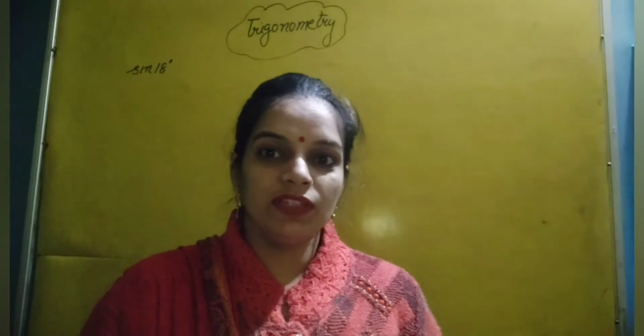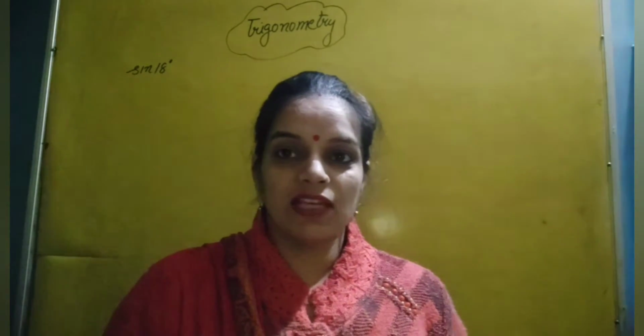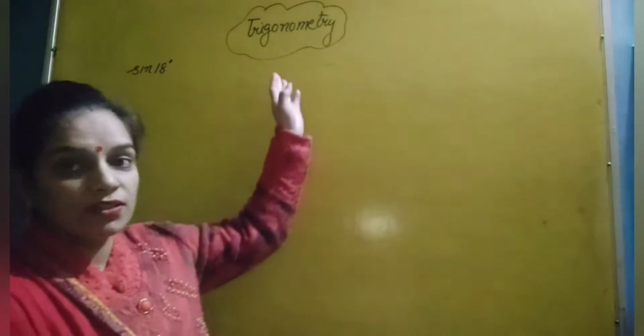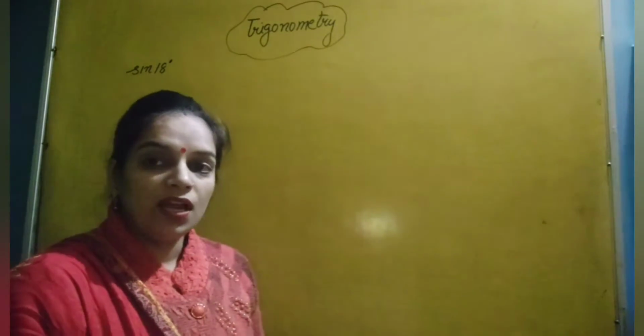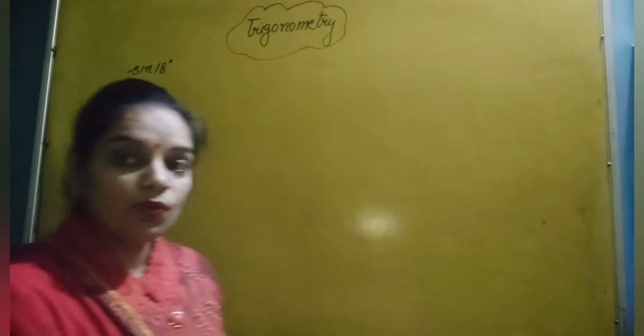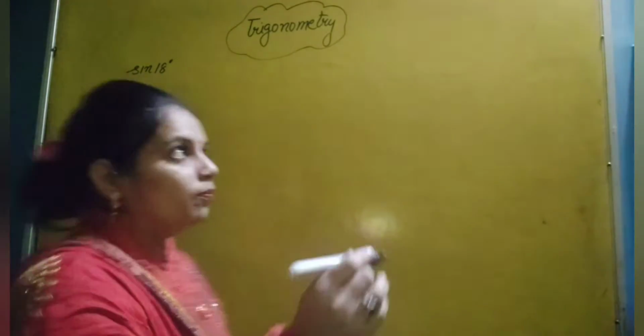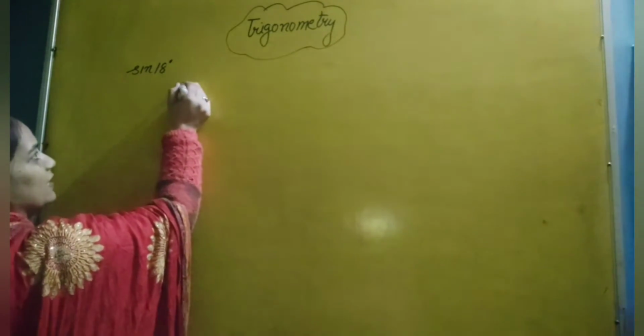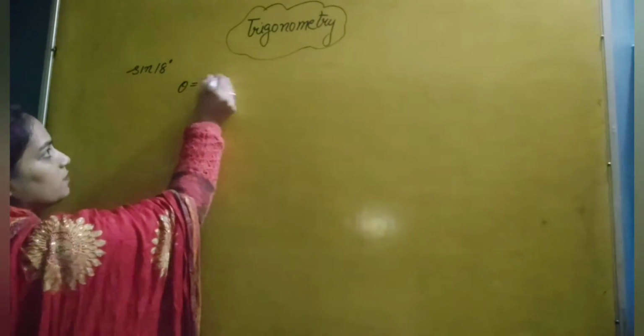Good morning everyone. Today we will discuss an assignment based on the chapter trigonometry, and our question is: find the value of sine 18 degree. So firstly we will assume the angle of sine, that is 18 degree, as theta. Theta is equal to 18 degree.